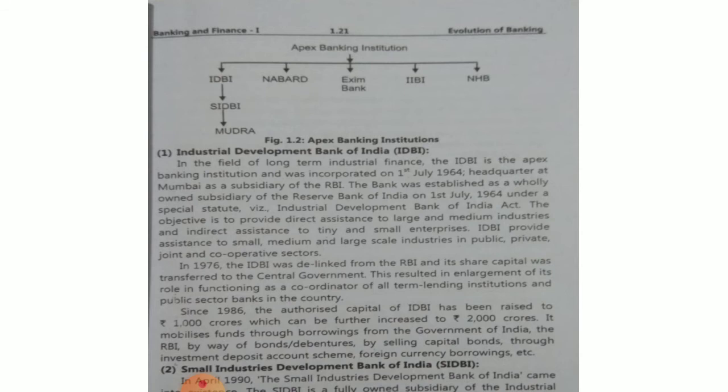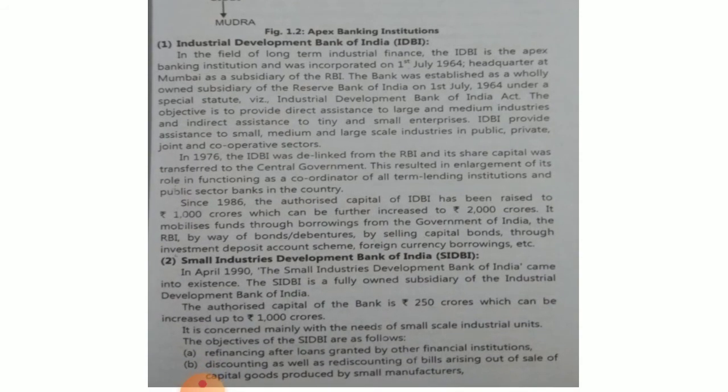Okay, so IDBI provides assistance to small, medium and large scale industries in public, private and joint and cooperative sectors. Okay, so here the IDBI जो है it is directly linked with RBI and its share capital was transferred to the central government. So here since 1986, the authorized capital of IDBI has been raised to rupees 1000 crores. Okay, and it was increased to rupees 2000 crores. Now these funds are mostly for the development of medium, small and large scale industries in India. So when it comes to small industries, it is Small Industrial Development Bank of India, SIDBI.